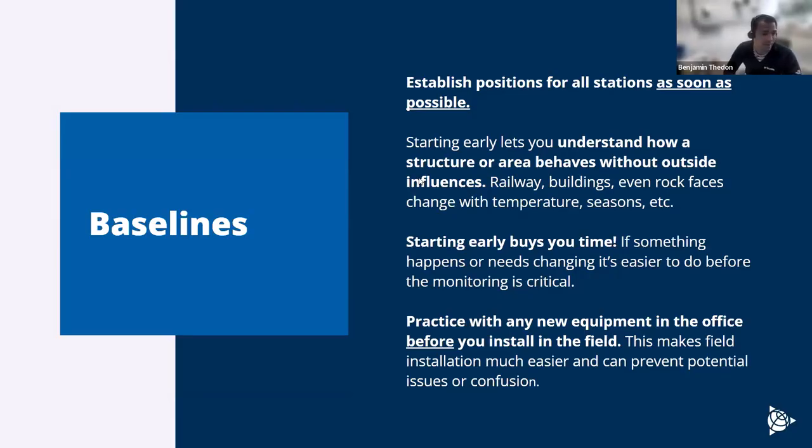Starting early, if something happens and you need changes, it's easier to do before the monitoring is critical. So basically, you also need to think, when you start monitoring, what's next. If something happens, how do you anticipate the risk? Maybe you need to scale to different sensors, more accurate, and you need to have a scalable system at any time to be able to monitor the change.